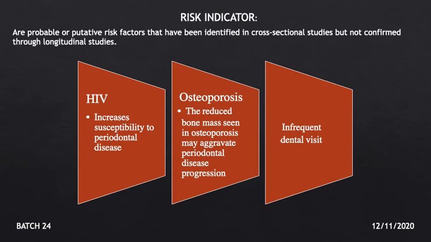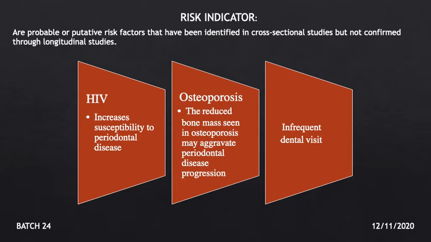Next is risk indicator. These are probable or putative risk factors that have been identified in cross-sectional studies but not confirmed through longitudinal studies. I have given the example of HIV, which increases the susceptibility of getting periodontal disease.